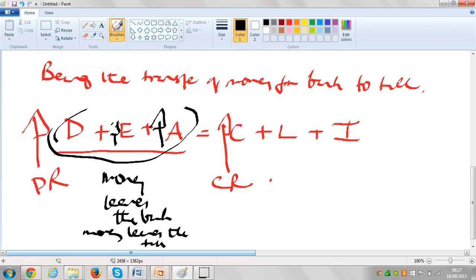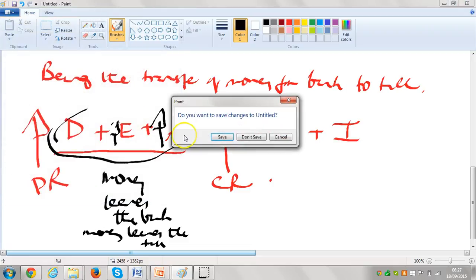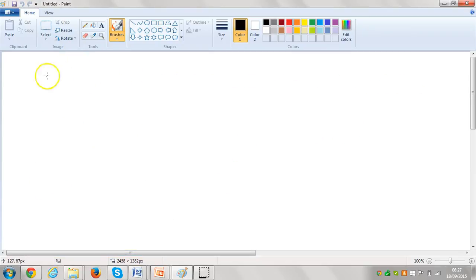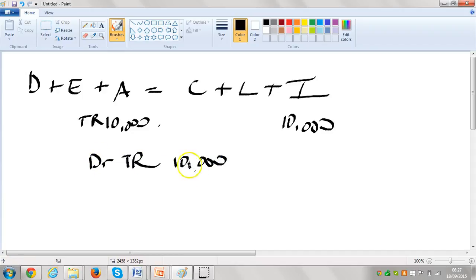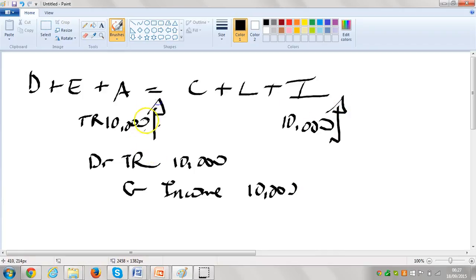Yes, let's do a very quick one. Say for example, you receive money from a trade receivable. So for example, let's quickly do a D plus E plus A is equal to C plus L plus I. Yes, and you sold some goods on credit to a customer. So you sold some goods worth £10,000 to a customer, and there's a trade receivable of £10,000. You had debited trade receivables, £10,000, and credited income of £10,000 because this had gone up and this had also gone up. Yes, anything on this side goes up, we debit. Anything on this side goes up, we credit.